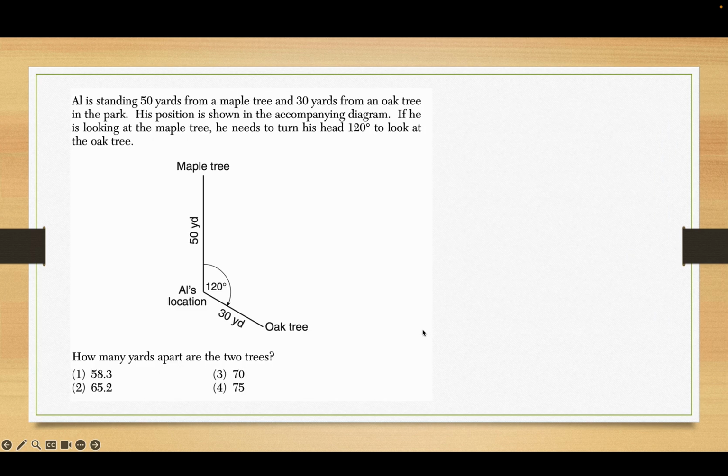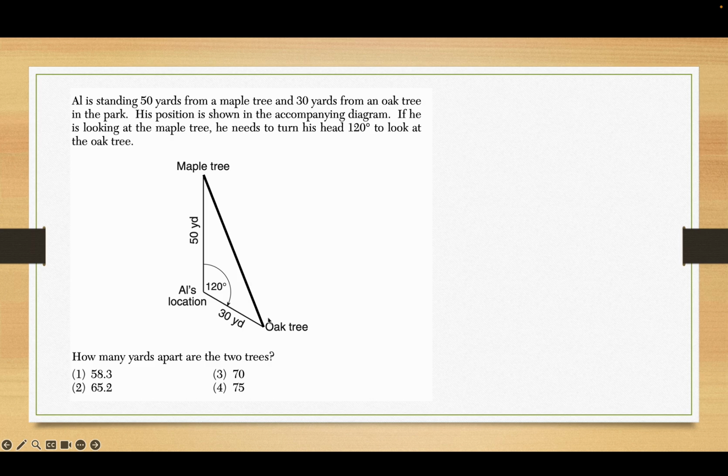Let's try this one. Go ahead. Remember to ask yourself, is your information side angle side or is your information side side side? If so, we go law of cosines. If it's anything else, we go law of sines. Good. All right. So let's see how you did on this guy.